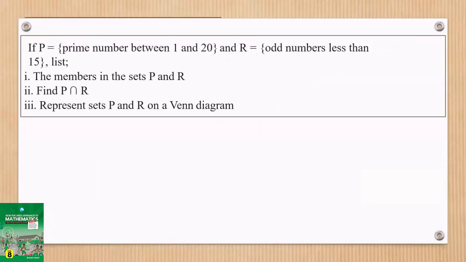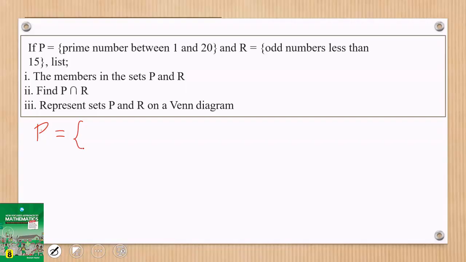Now let's look at this question here. The question says P is defined as prime numbers between 1 and 20, and R is odd numbers less than 15. We want to list all the elements of P, and that of R.